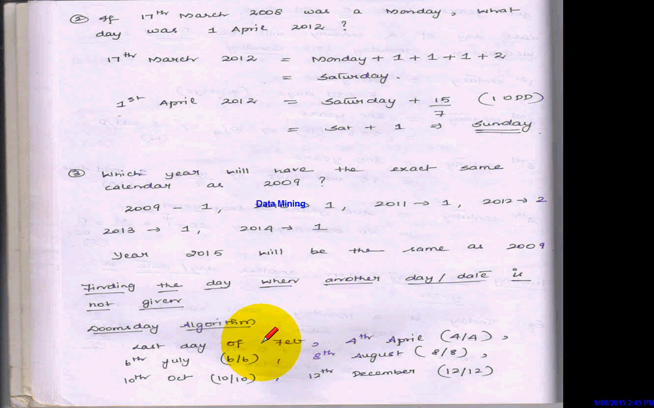First, 17th March 2008 to 17th March 2012. I need to find the number of days, the difference between these 2 years, from 2008 to 2012, March to March, 17 to 17.